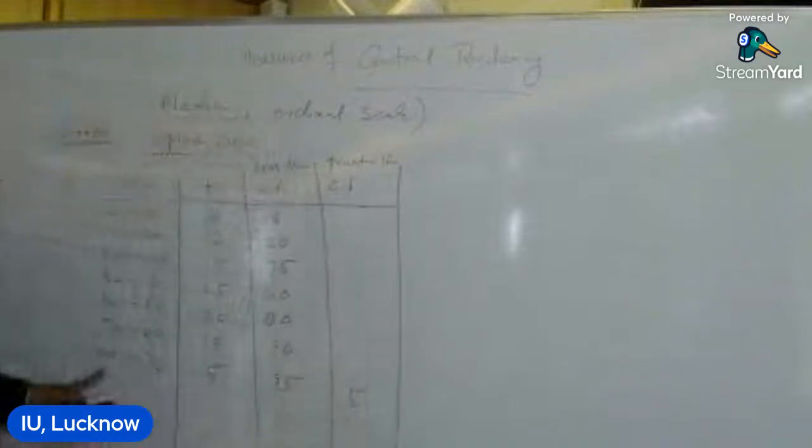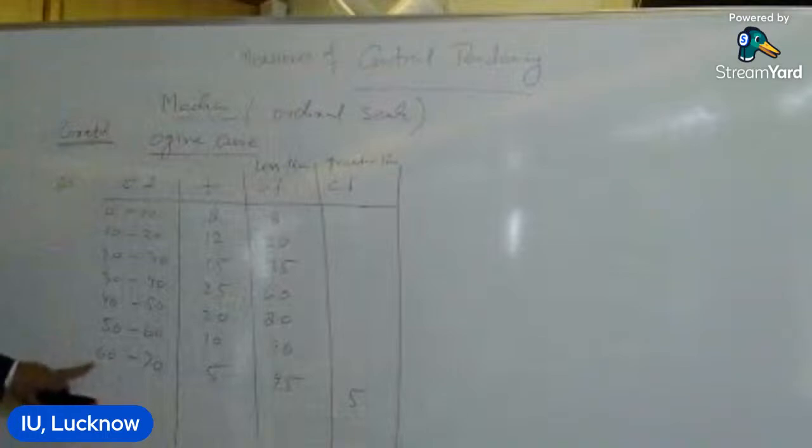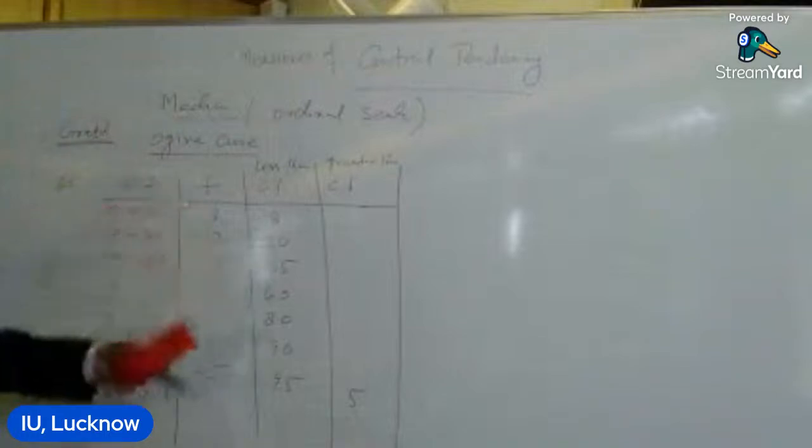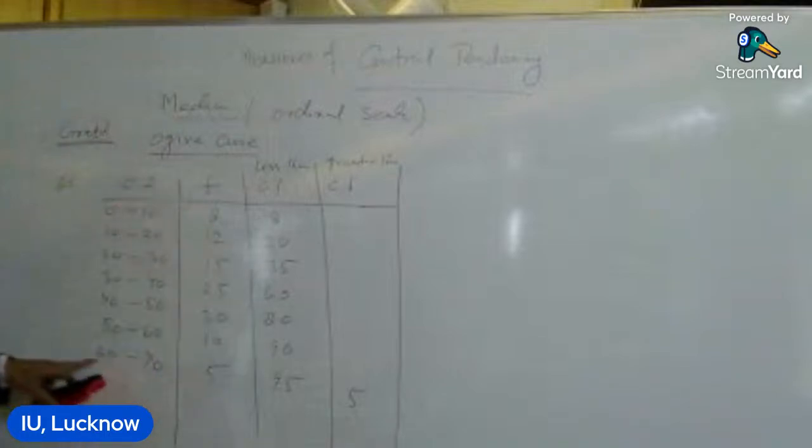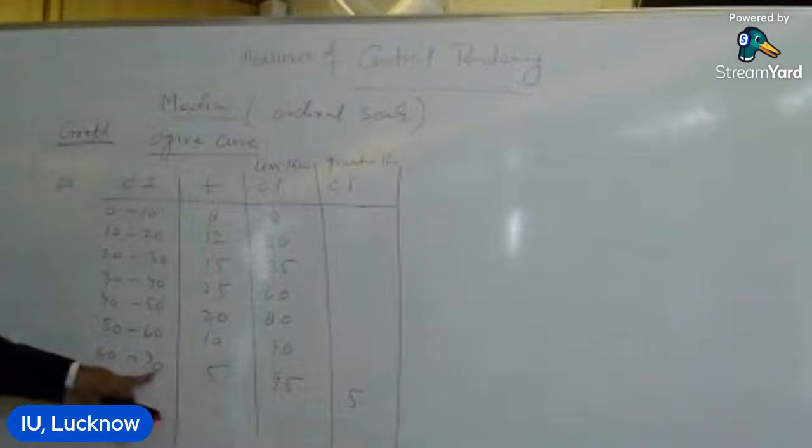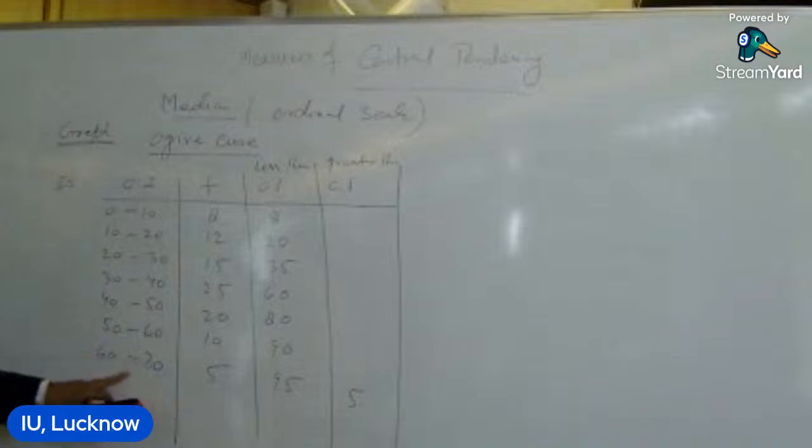Greater than 60 means from 60 to more than, and the upper limit is given as 70, so 60 to 70. The upper capping is 70. So greater than 60 means all the values come under 60 to 70. So there are 5 frequency.